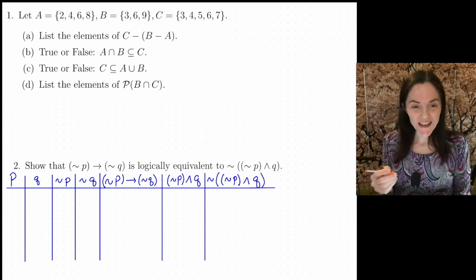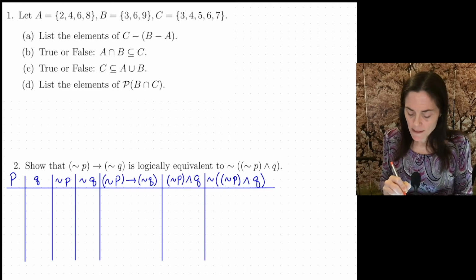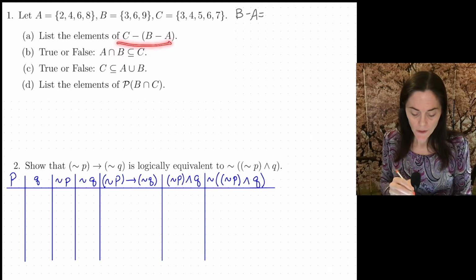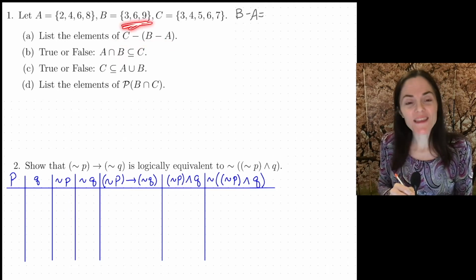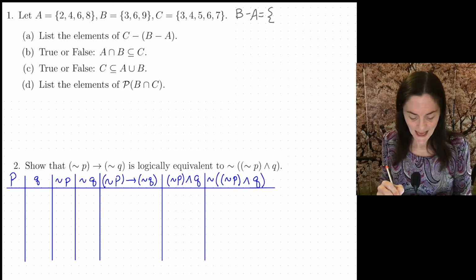Okay, first one, we want to list some elements. But maybe as a side step, I will calculate B minus A because I see that here. So we start with B and we remove the elements that are also in A. So that would be removing just element 6. So B minus A is the set 3 and 9.